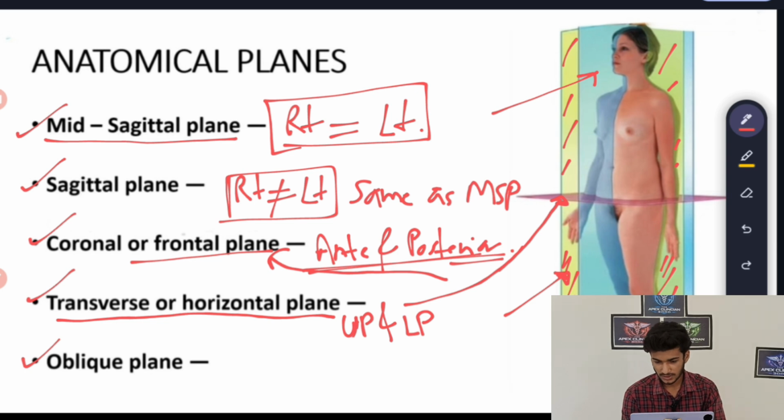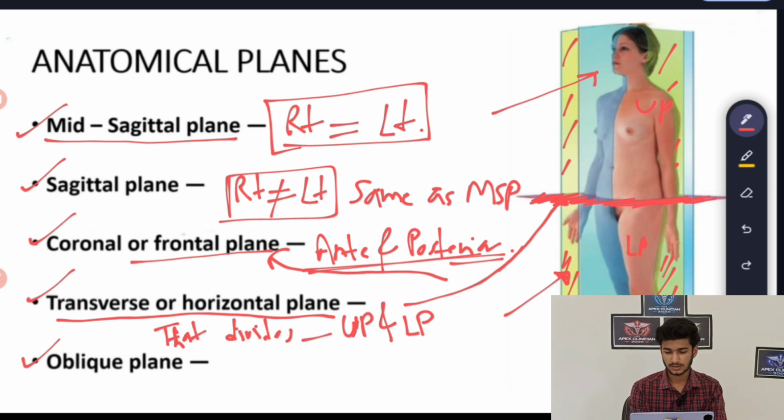In this image, you can see this red color plane that I'm showing you. This red color plane divides the body into two halves, the upper half and the lower half, that is the transverse plane. In the transverse plane, we can write it as the plane that divides the body into upper and lower part.